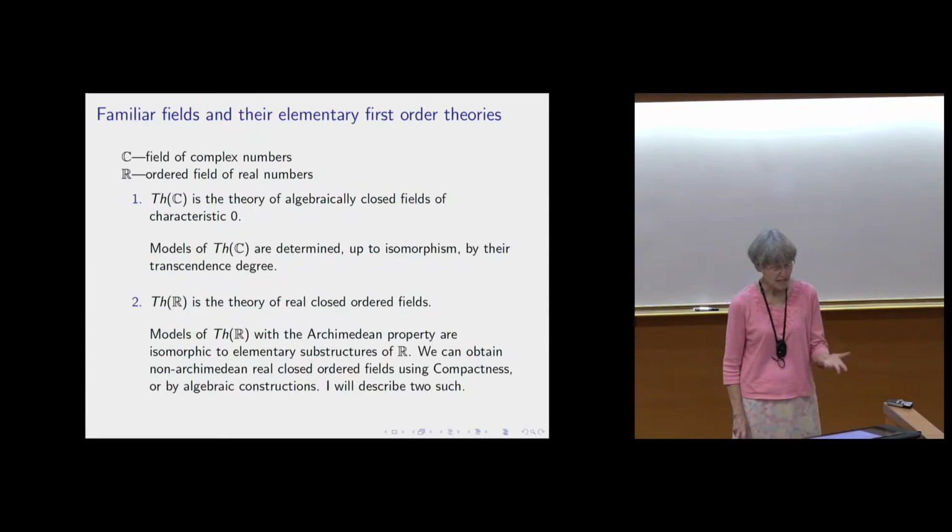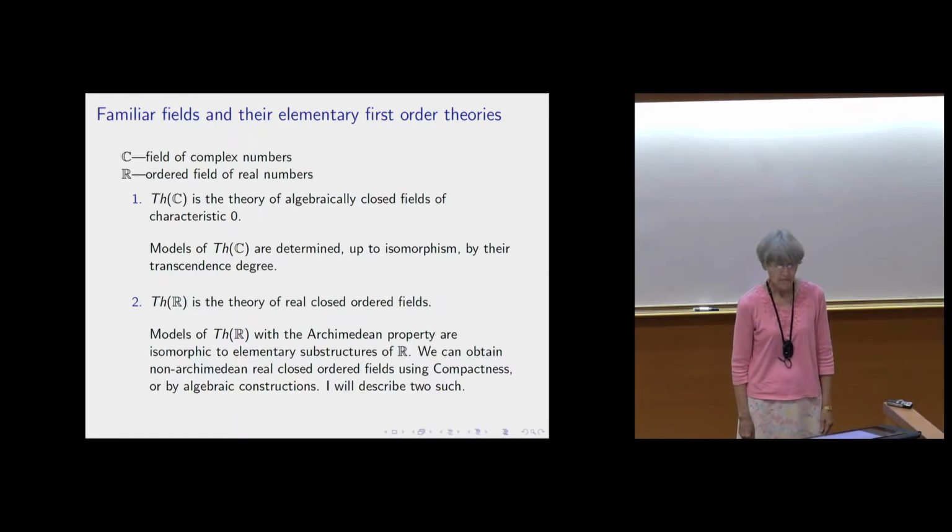Let me begin with some familiar fields and their elementary first-order theories. The complex numbers, that's a familiar field. We know how to axiomatize its theory. It's the theory of algebraically closed fields of characteristic zero. And the models, of course, are determined just by their dimension. Then the second theory: the real numbers is a familiar ordered field, and its theory is the theory of real closed ordered fields.